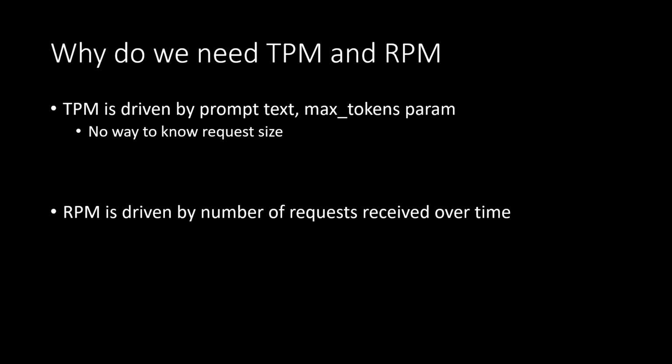And RPM is definitely required because we don't want to flood our server with requests. We need some constraint which tells us that requests cannot come faster than a particular rate. So that's the reason we have these two parameters.